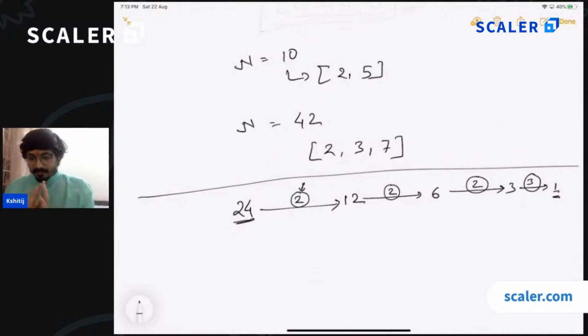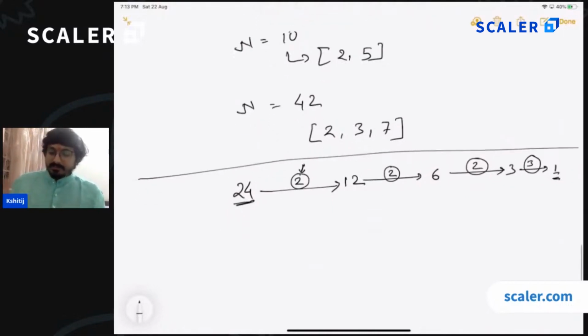Okay. Now, how to code this? I'm just going to code the same approach that we used in our 5th, 6th class mathematics, right? To do this, first we can initialize an answer array, or maybe a prime factor array.